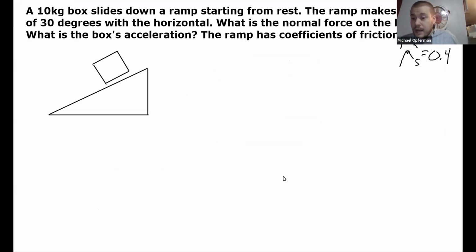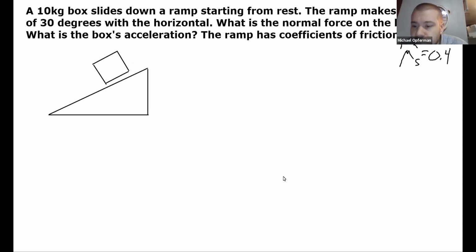So what's going to happen in this case? It's a 10-degree box on a 30-degree ramp. The coefficients of friction are given. Is it going to slide down the ramp? And if so, what will be its acceleration? Or is it going to have acceleration equal to 0 because it's just going to be stationary?